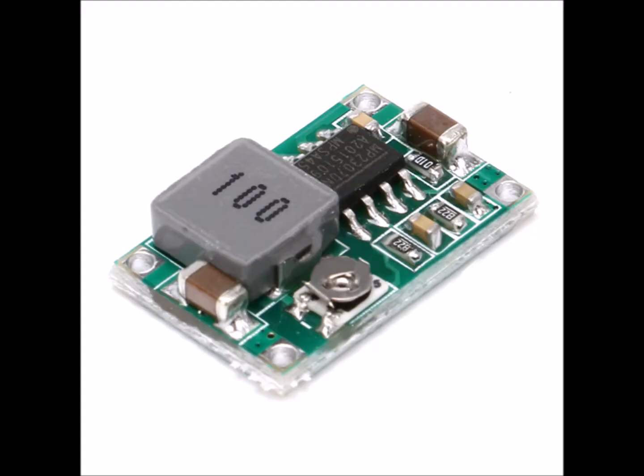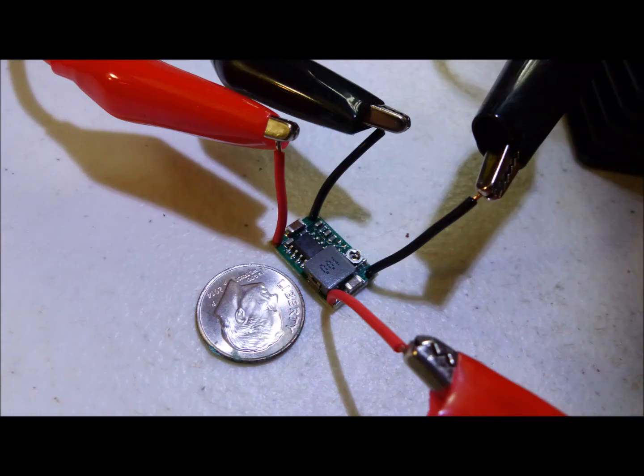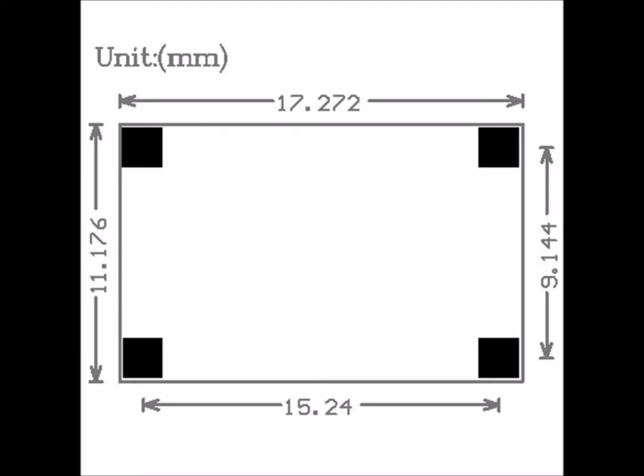This is the Mini360 DC power supply. It's a tiny little supply, very small. Here it is compared to a United States dime, showing how small it is, even smaller than a dime. The website shows the dimensions with three digits of tolerance, kind of funny that way.